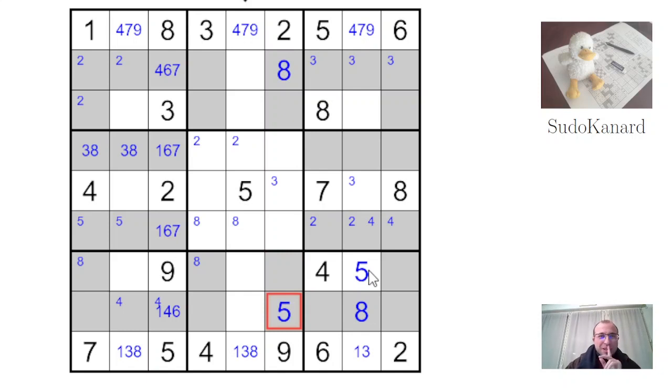That's really some beautiful setup. And this 5 now, combined with this 5, places a 5 somewhere here. So there again, 5 is eliminated from the rest of the extra region. So in this 3x3 block, we get a 5 here and a 5 there.